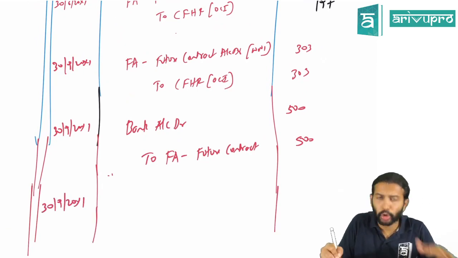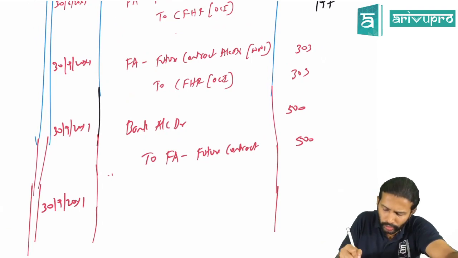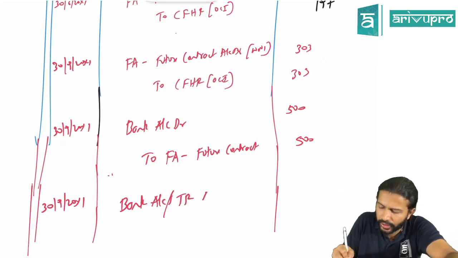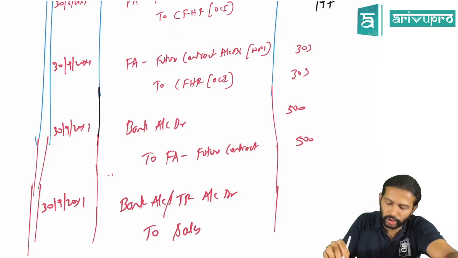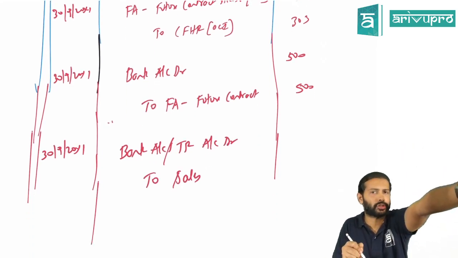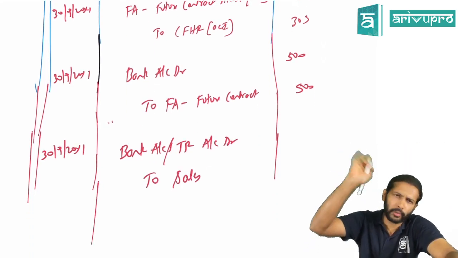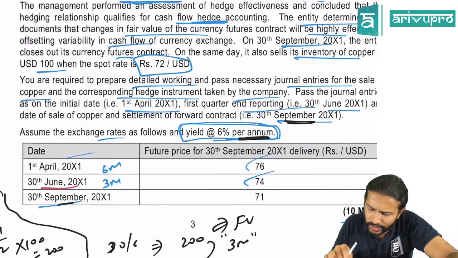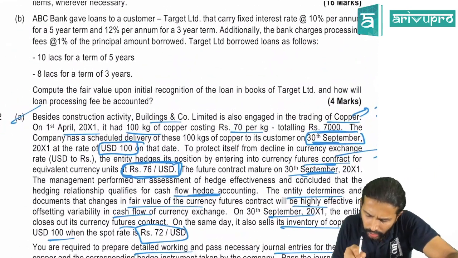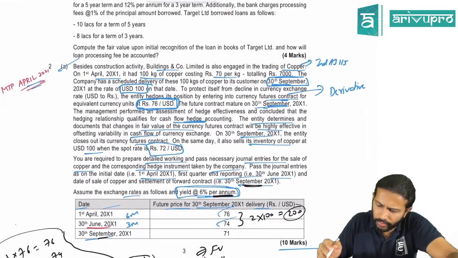That entry over, or are there some more entries? On 30th September, you also sold the goods, no? If the foreign customer has paid you the money, you'll write bank account. If he has yet to pay, you'll write trade receivable account debit, to sales. Because your performance obligation is satisfied, you have sold the goods, you have delivered copper, so you'll recognize the revenue. How many kgs was that? You'll deliver about 100 kgs of copper, right?